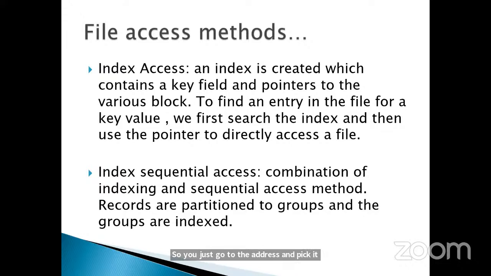Then there is the index sequential, which is a combination of indexing and sequential access. In that case, the records are partitioned into groups and the groups are indexed. So it's not just about having the index, but the records are being partitioned into groups. And by so doing, the groups are then indexed. So you just go to a particular group and retrieve the information.